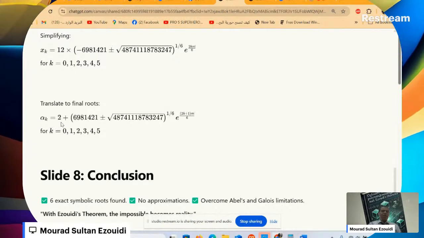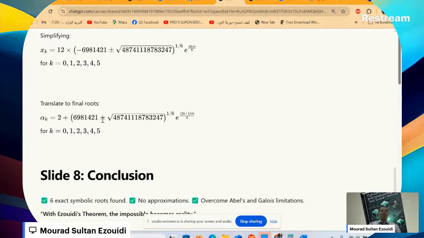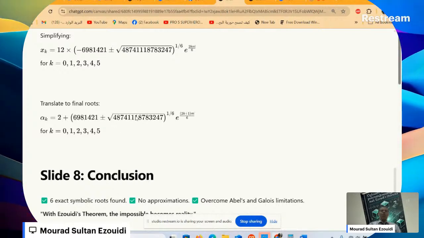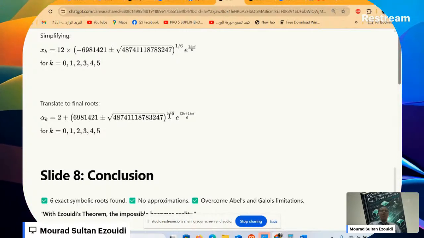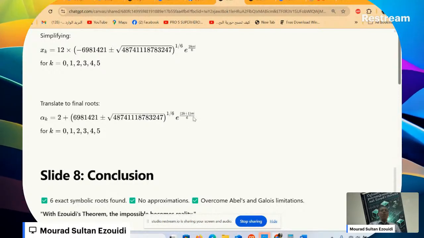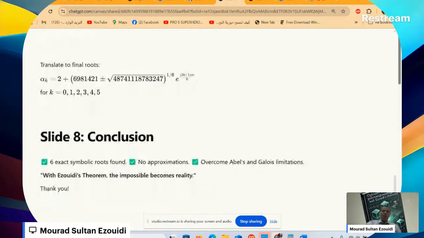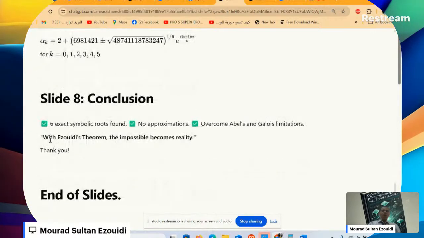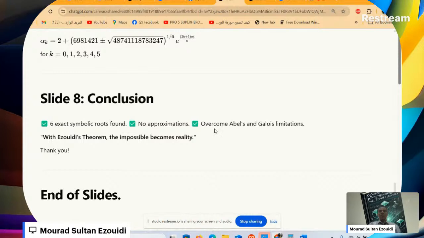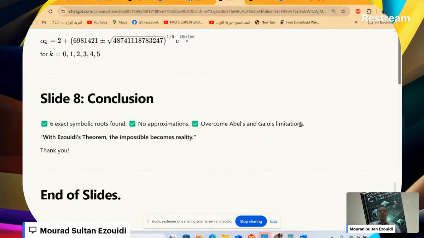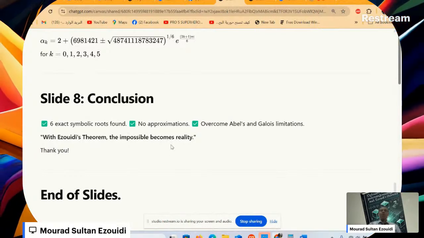So alpha k equals 2 plus 6,981,451 plus or minus the root of S1, all raised to the power 1 over 6, times exponential of 2 pi i k plus 1 over 5 divided by 6. So let's conclude now. You see the 6 exact symbolic roots found. No approximation. Overcoming Abel's and Galois's limitation, with the Ezouidi theorem the impossible becomes reality.